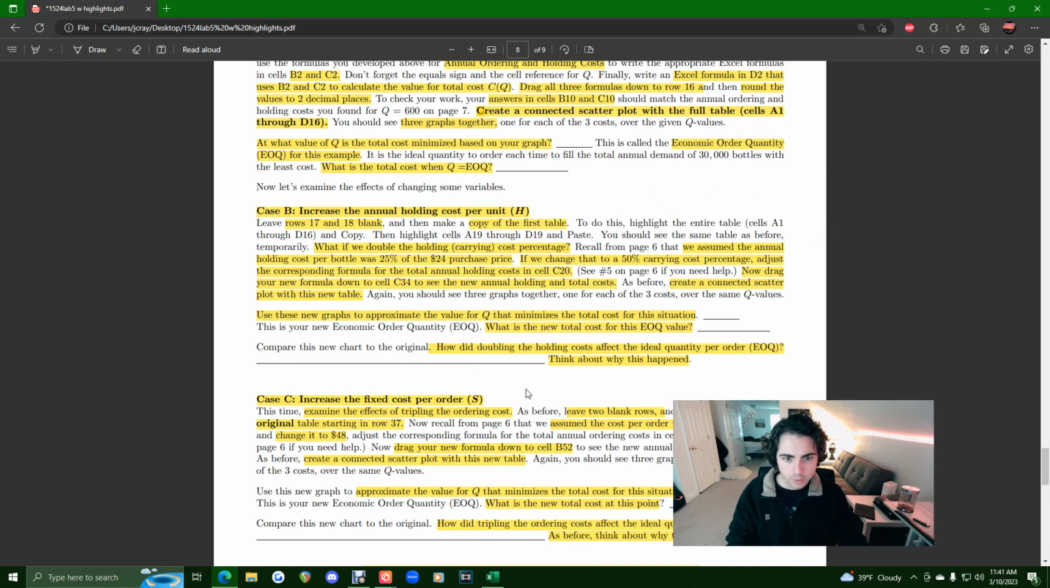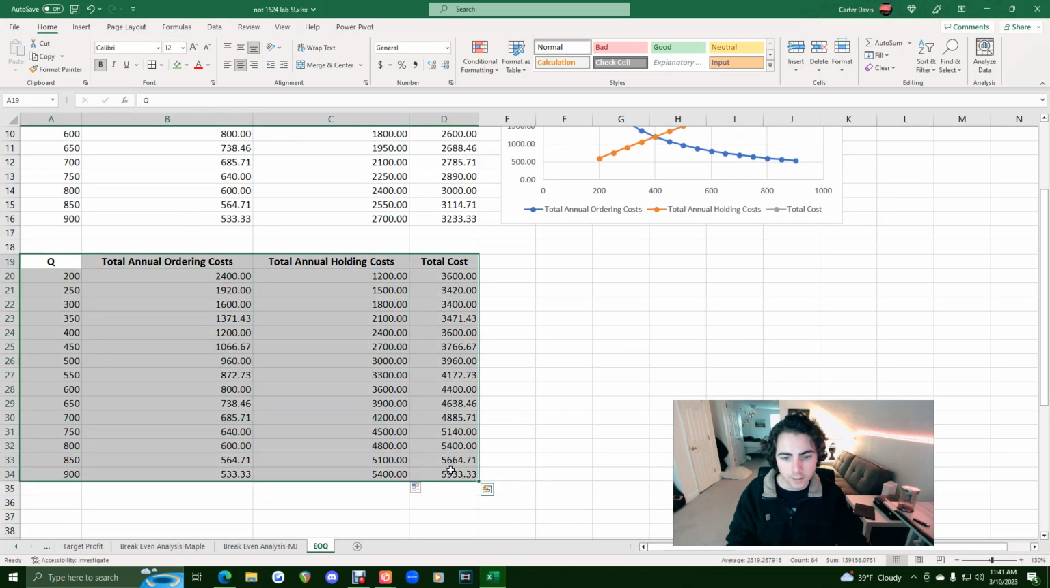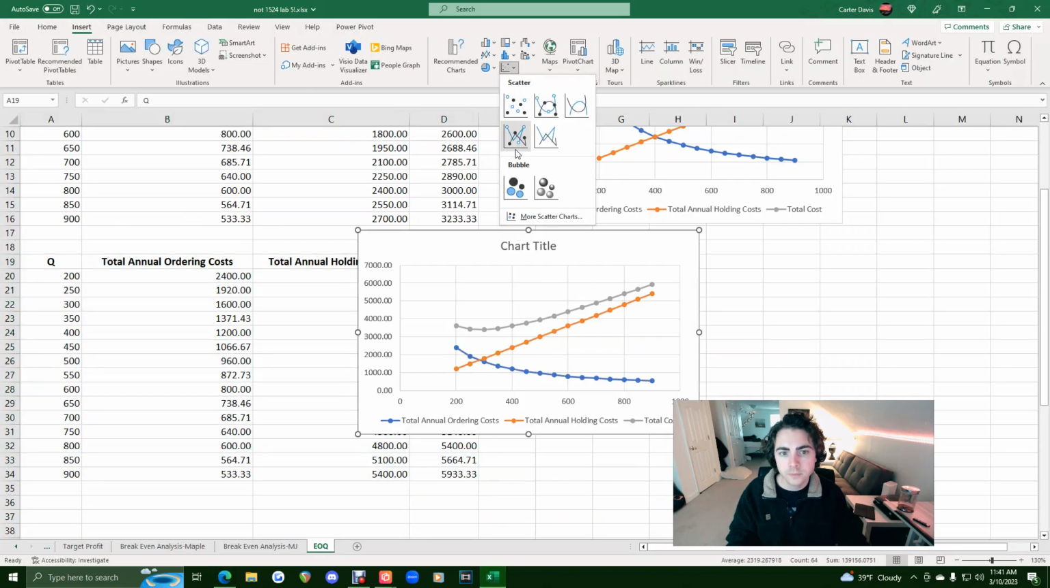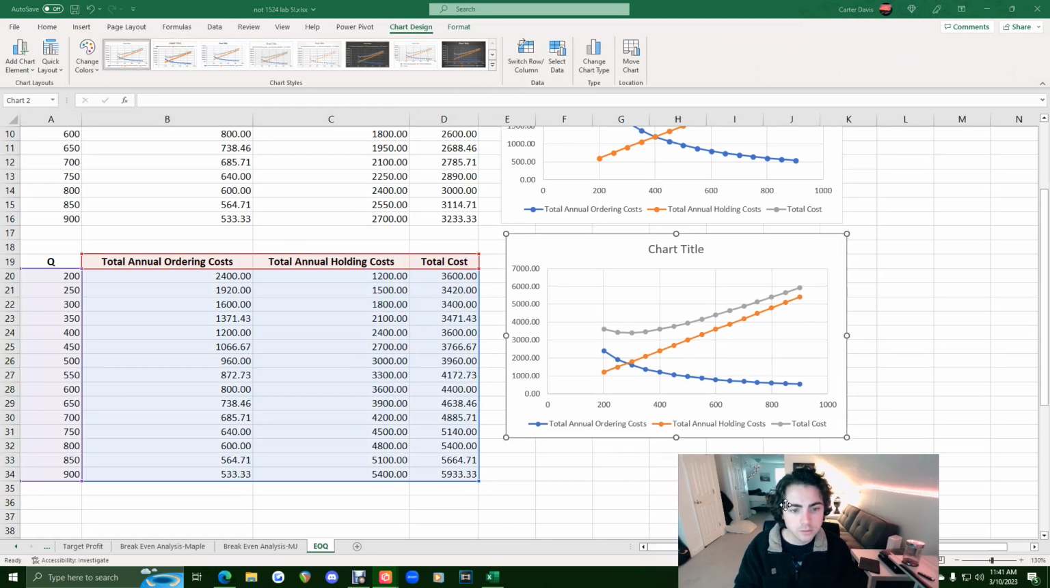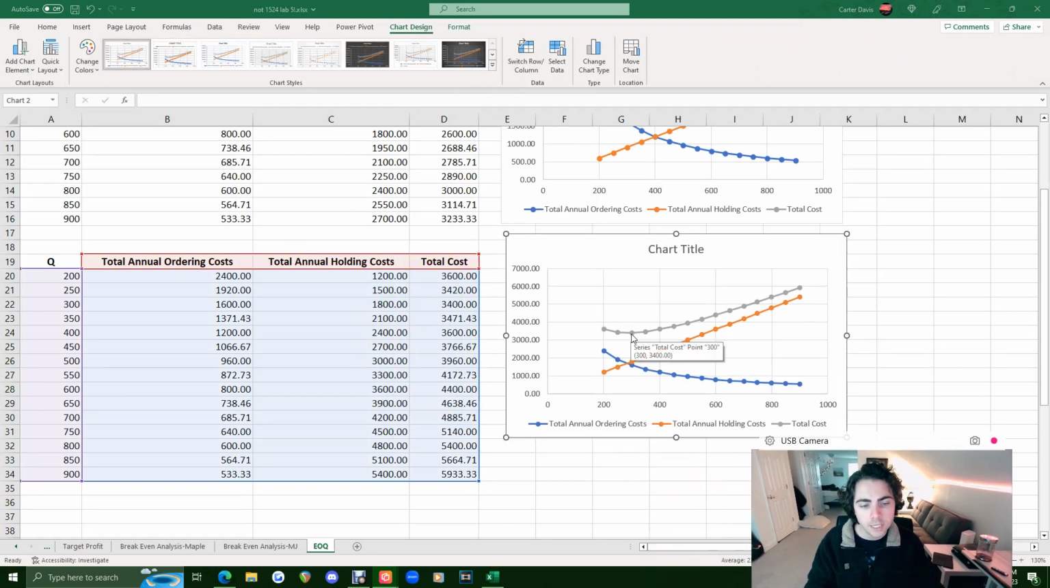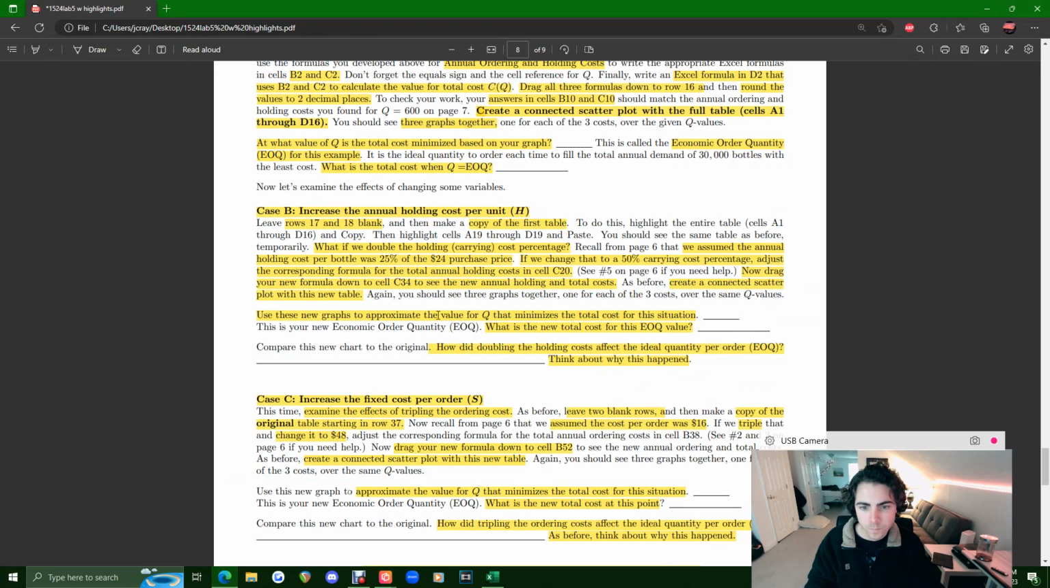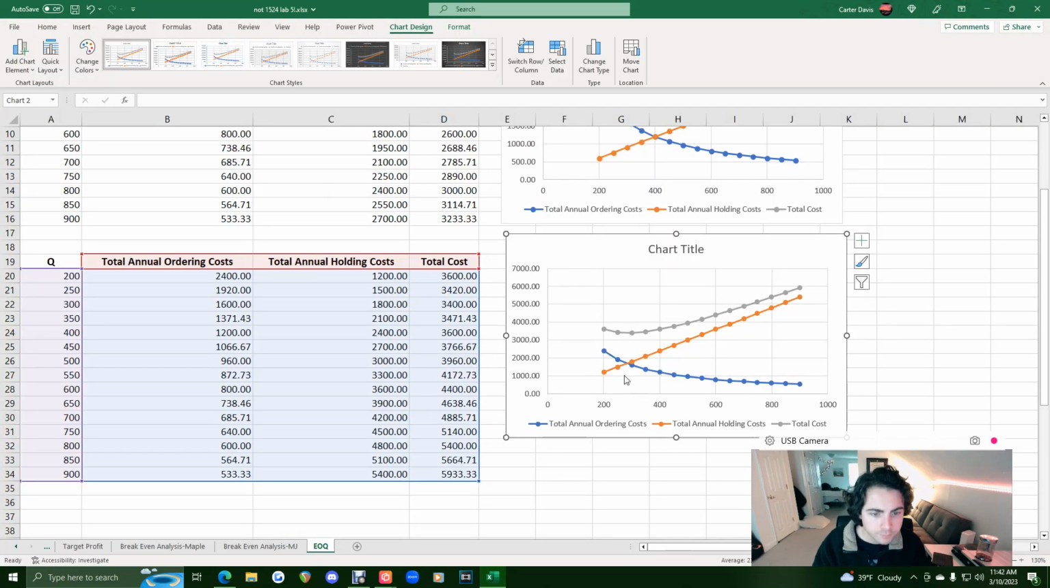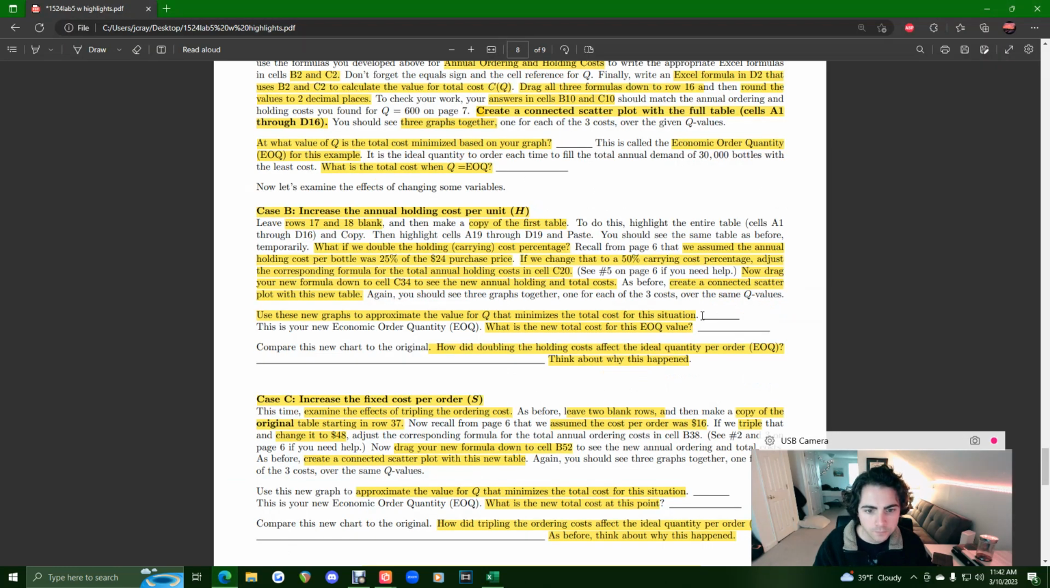Create a connected scatter plot. Okay, so highlighting everything. Yeah, insert connected scatter plot. Okay, looks similar, a little bit different. What do we notice? Minimum for total cost is a little earlier, right? It's more like a little before 300, maybe like back here a little bit. So approximating the Q value would be, I would say, a little less than 300, because you can see the intersection's not right at 300. It's a little bit less. So I'd say, like, I don't know, 280. 280 could be the EOQ here, or the Q value.